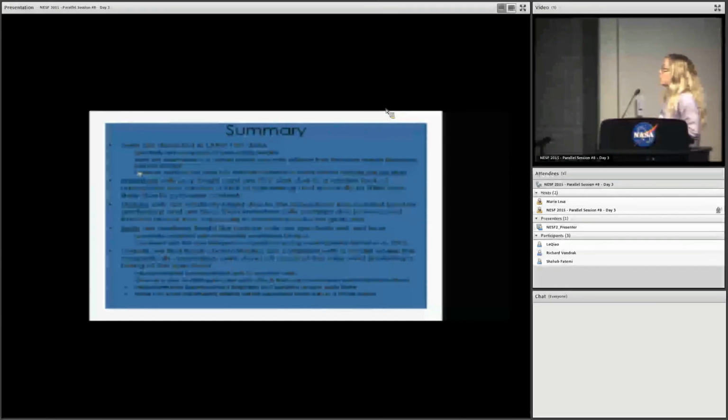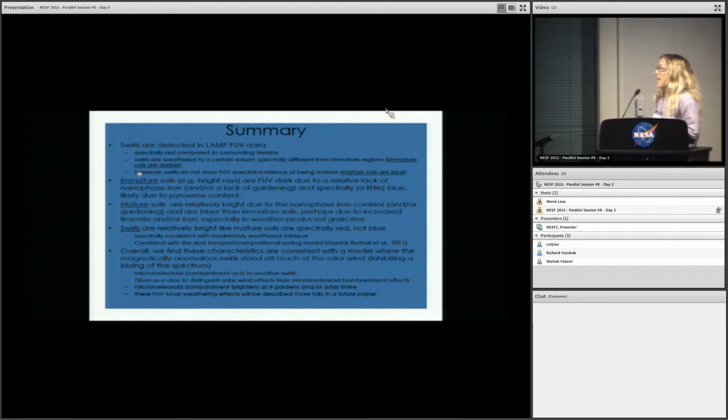So swirls are relatively bright like mature soils, but they're spectrally red and not blue. So it's spectrally consistent with a moderately weathered feldspar. And so this is actually consistent with the dust transport and compositional sorting model of Garrick Bethel, but we may prefer that the characteristics are consistent with the model where these magnetically anomalous swirls stand off a lot of the solar wind, which would inhibit a bluing of the spectrum, but they are prone to weathering by micrometeoroids and maybe other processes, as we heard this morning, which would act to weather the soils.